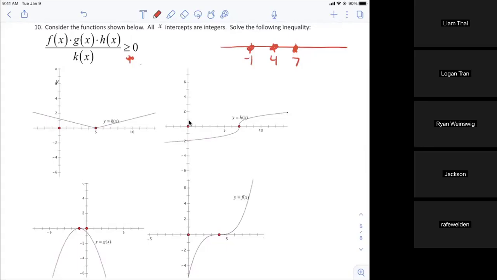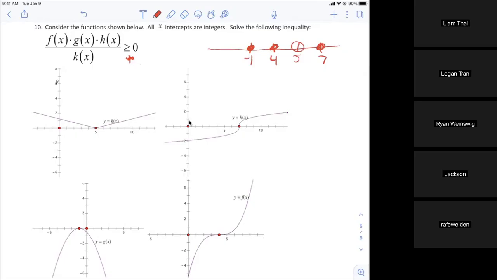And then the denominator is 0 whenever k of x is 0. So where is that 0? K of x is 0 at 5. All right, I'm actually going to switch so I get myself a little bit of room here. So 5, so that's going to be an open circle then. Okay, so that's all the places where the numerator and denominator equals 0.